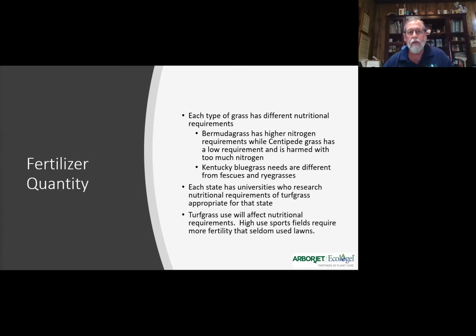And also how a turfgrass or yard is used affects nutritional needs. For example, a high school football field is going to use a lot more nutrients to repair itself and keep in good shape than a home lawn that occasionally has someone walking across it, or the pets using it in the evening. So take that into consideration when planning your fertilizer.